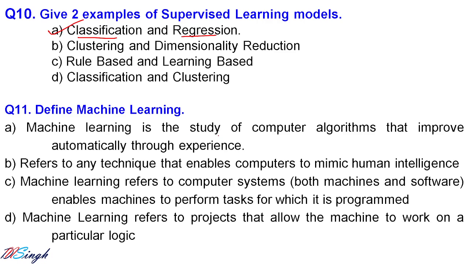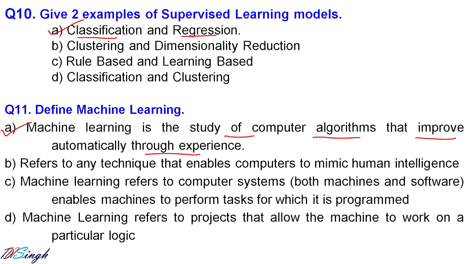So machine learning is the study of computer algorithms that improve automatically through experience. Okay, this option refers to any technique that enables computers to mimic human intelligence. This is the definition of artificial intelligence, not machine learning. Machine learning refers to the computer system, both machines and software, enabling machines to perform tasks for which it is programmed. No, so this is not correct. I hope the answer will be the first one.